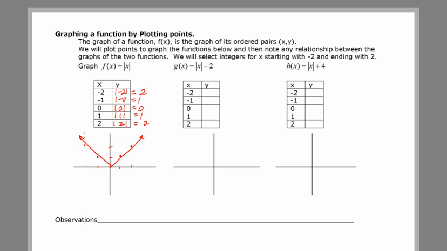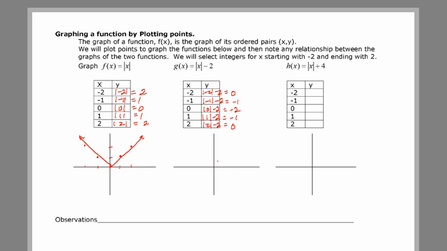Let's look at the next one. Let's plot some points and observe what's going to happen between the original one and the two we'll plot after it. So very quickly we can put in the -2 and get the absolute value of -2 minus 2. So it'll be 2 minus 2, which is 0. Absolute value of -1 minus 2 will be -1. Absolute value of 0 minus 2 is -2. Absolute value of 1 minus 2 is -1. Absolute value of 2 minus 2 is equal to 0. You notice how the values repeat themselves.